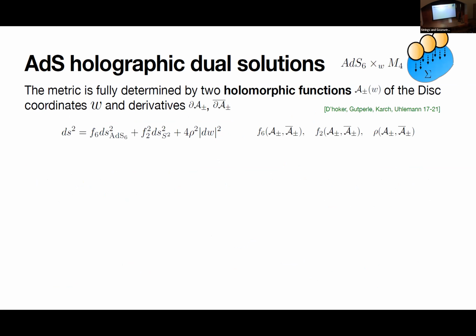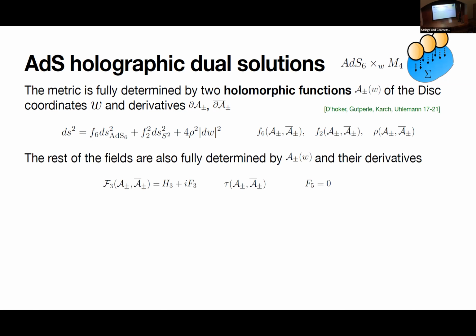Good. Let me show you what these solutions look like. They are very nice, but they are still a bit complicated in the way they are formulated. The metric is a warped product of AdS6 times this 4-dimensional space, which is an S2 fibration over a disk, where w are the coordinates of the disk. The functions f6, f2, and rho depend on two holomorphic functions, A plus and minus, and their derivatives with respect to w.